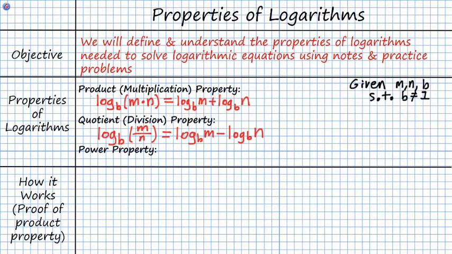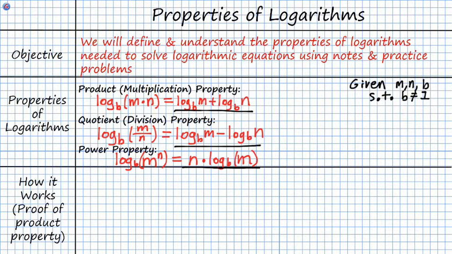And then finally, let's talk about the power property. If I have log base b of some number m to the n power, then this is equivalent to n times log base b of m. So those are our three important logarithm properties that we're going to be utilizing today. So let's just talk about why it actually works.